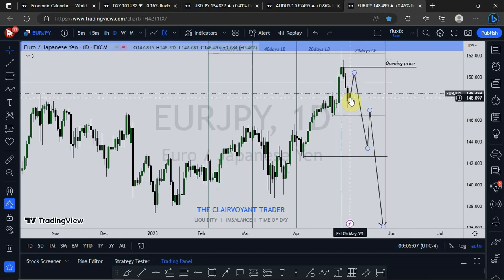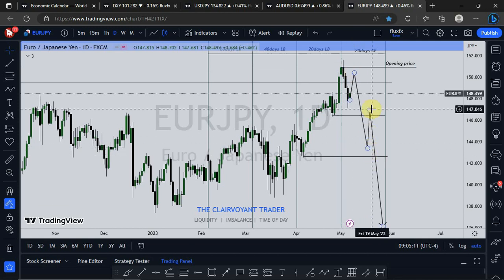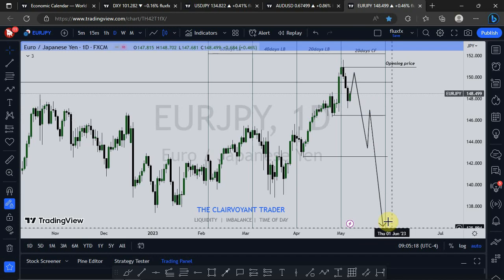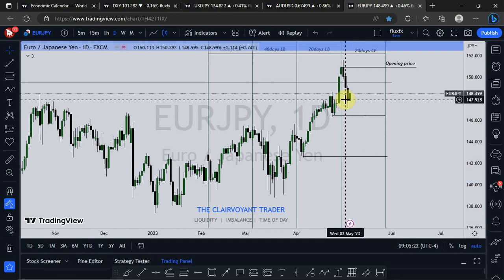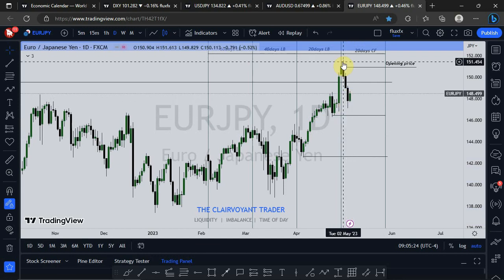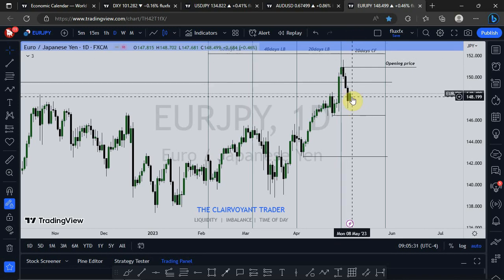on the daily, a lower swing high, then price will also give us another lower swing high before we see a move to the downside. But if price takes out this high, then definitely we are going to see price continue to the upside. But at this point, we're also likely to see price retracing a little bit.